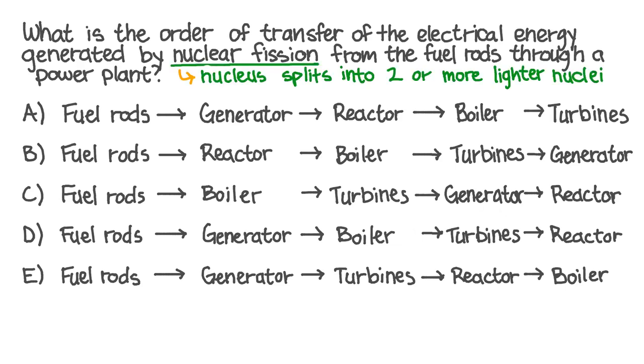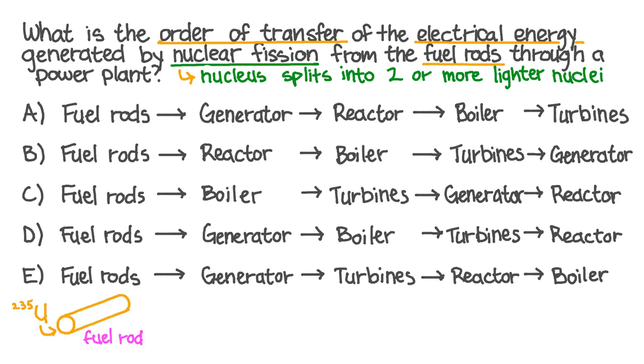Nuclear fission is a type of nuclear reaction where the nucleus splits into two or more lighter nuclei. Nuclear fission is the kind of reaction that's used to generate electrical energy inside a nuclear power plant. This question is asking us to determine the order of transfer of the energy generated by nuclear fission through a power plant. In other words, the parts of the power plant that this energy goes through before it can be used to power our homes and businesses. And we're told that this process starts with the fuel rods.